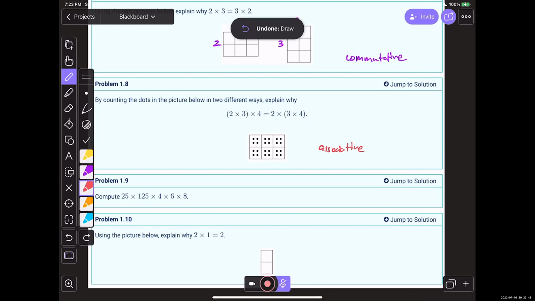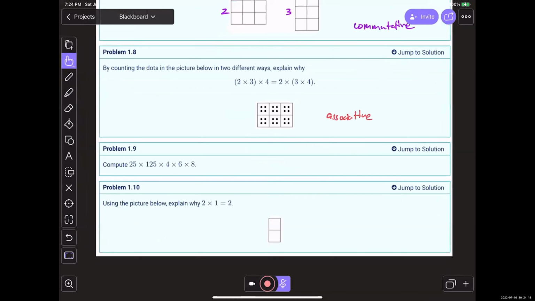So that's what we see here. It doesn't matter what order you multiply the numbers in. As long as you're multiplying numbers, you can multiply them in any order you want. But remember, that only is true as long as you're multiplying numbers together. If you have any mix of multiplication and addition, that's when things need to happen in the correct order. Let's take a look at an example with 1.9.